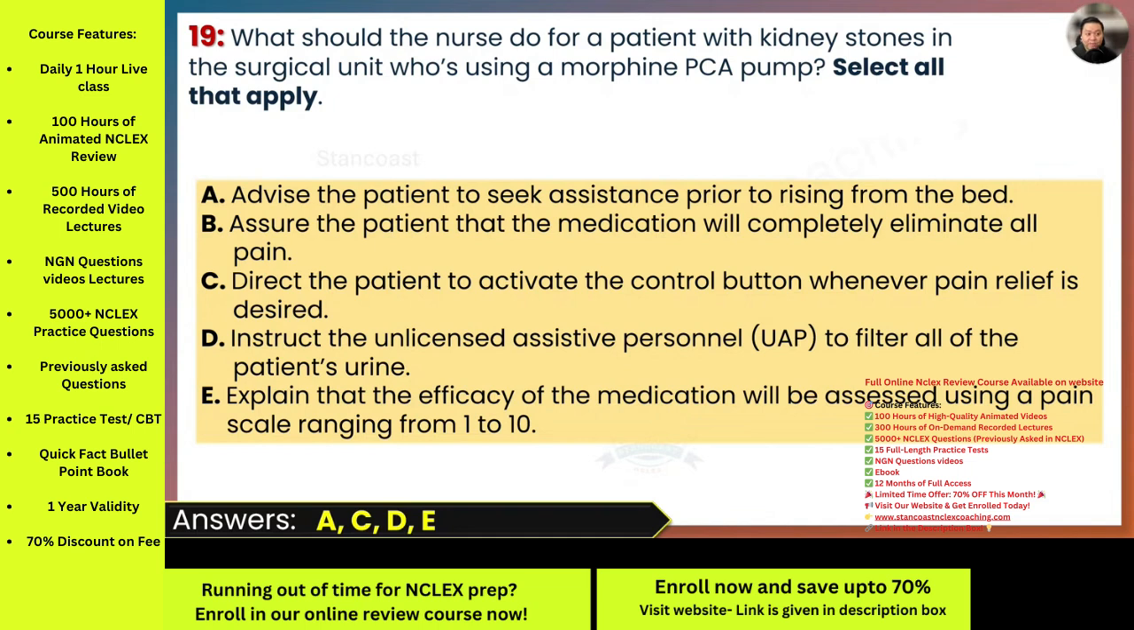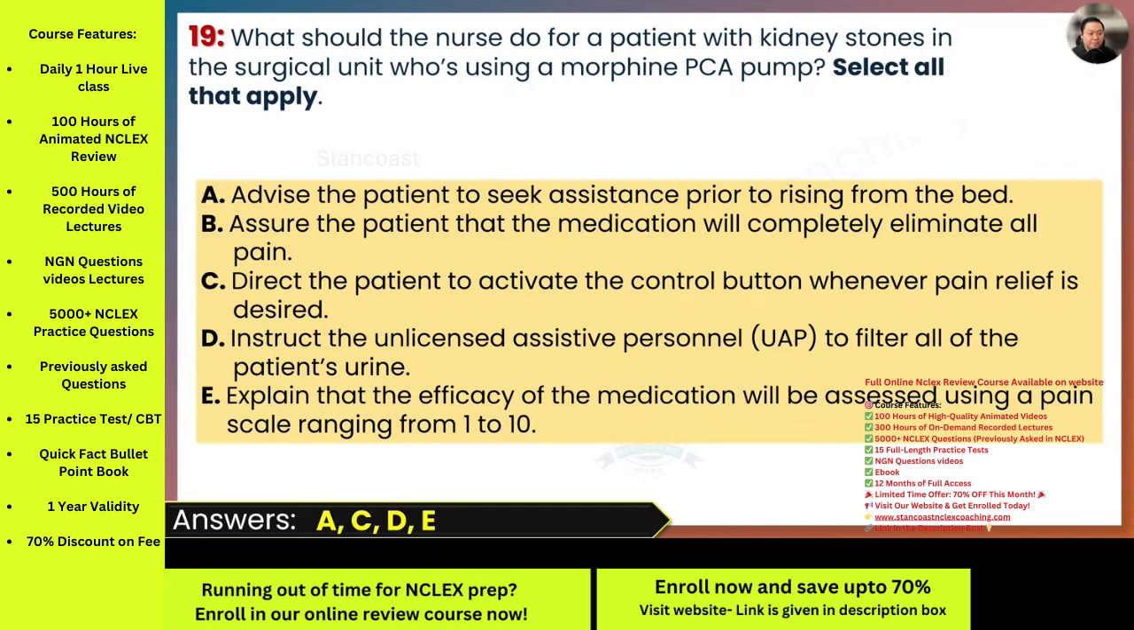And to tell you, this is a case of kidney stones. The pain is excruciatingly painful. So the PCA pump basically will just mitigate it. It does not completely remove the pain, but it will control and relieve the pain sensation, but not completely take the pain away.